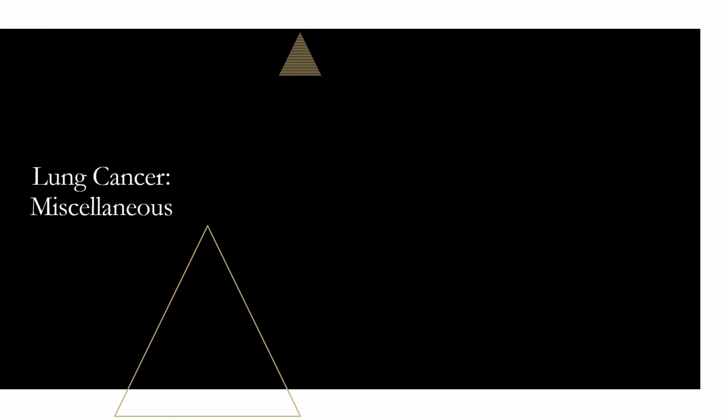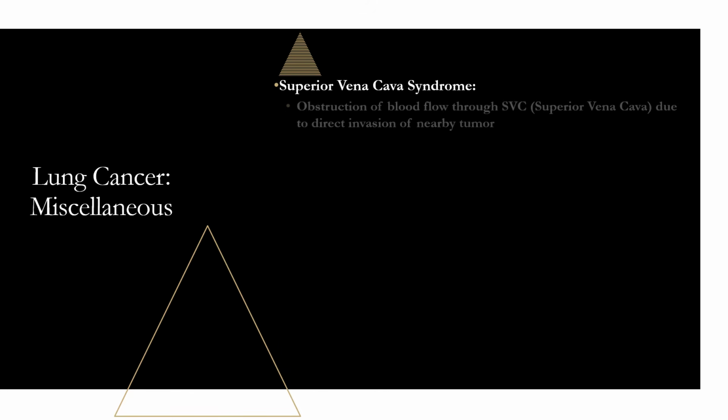Now that's one of the syndromes you need to know. The other one is superior vena cava syndrome. What this is, the tumor is getting so large that it starts to obstruct the blood flow through the SVC, the superior vena cava. So you have obstruction of blood flow through the SVC due to invasion by that nearby tumor.